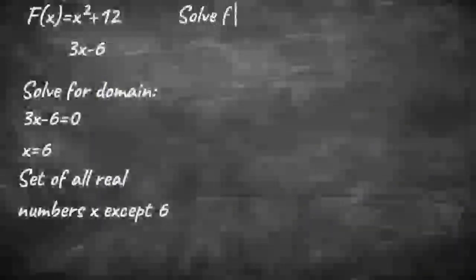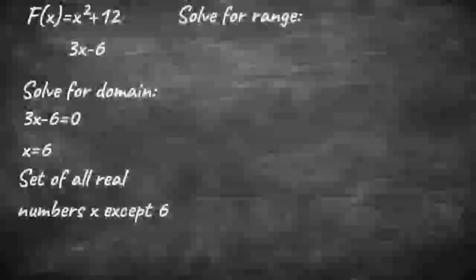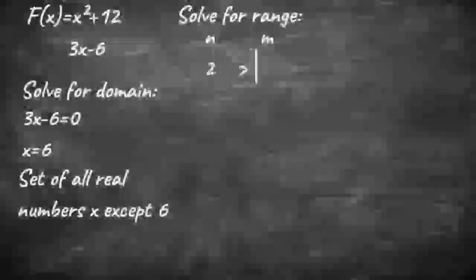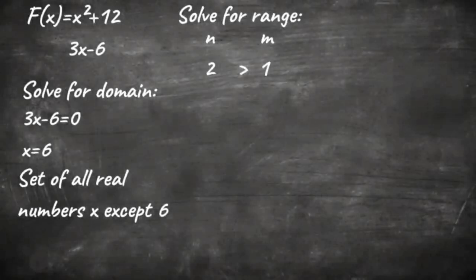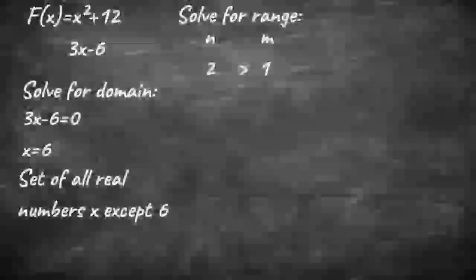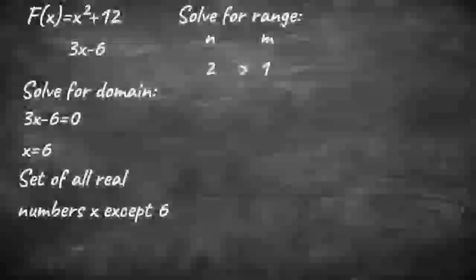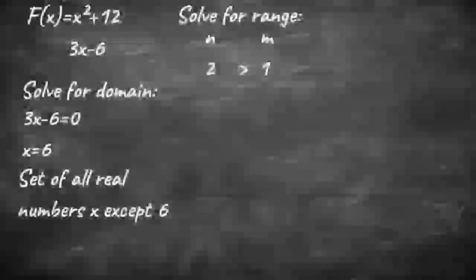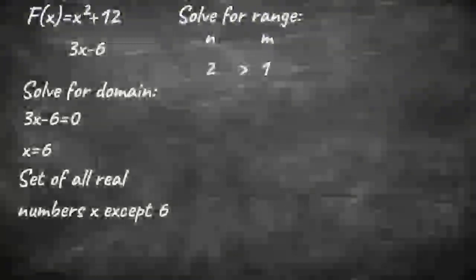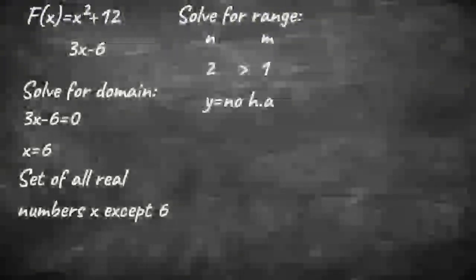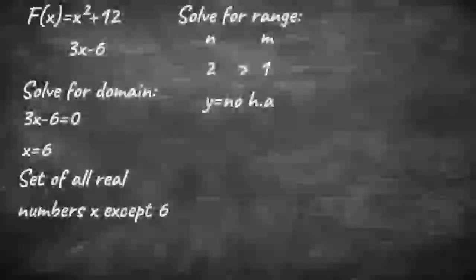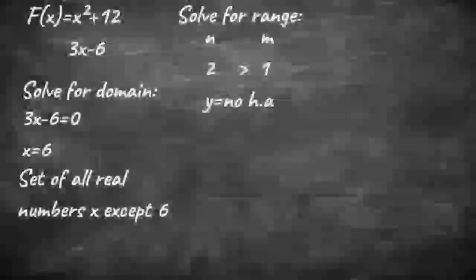Then let's solve for range. Again, get the degree of the denominator and the numerator. The degree of the numerator is x squared, so it equals 2. Next, identify whether it is equal, greater than, or less than. So for this problem, n is greater than m. Every time n is greater than m, the answer is always no HA. So there is no need to write the set of all real numbers y except and so on.